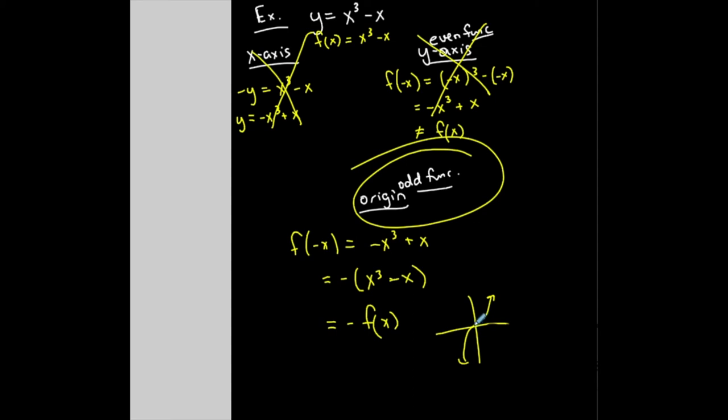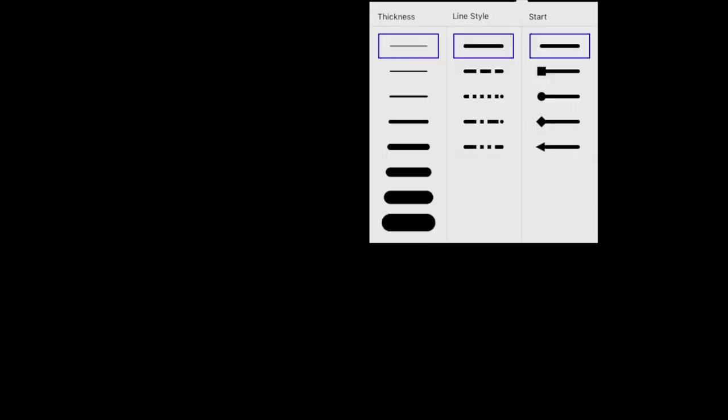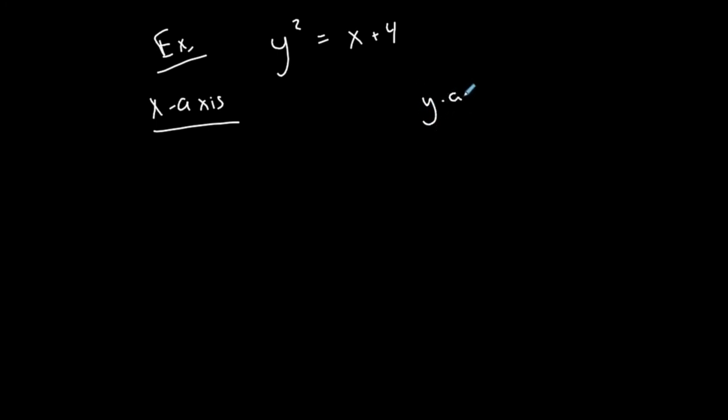Now, again, not every function, not every equation is symmetric to all of these or any of these. Some of them are not symmetric to any of them, but I'm showing you cases where some of it works. I'm going to do one more example. Let's see, y squared is x plus 4. I want to show you a situation where it may work.